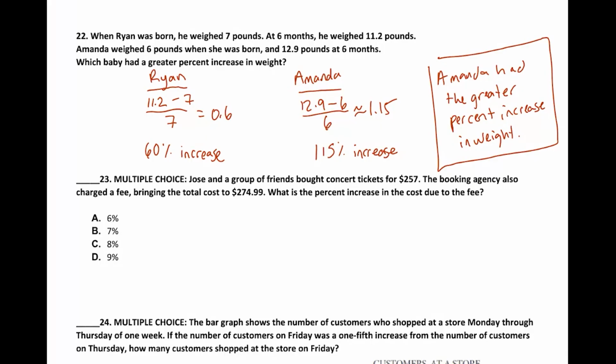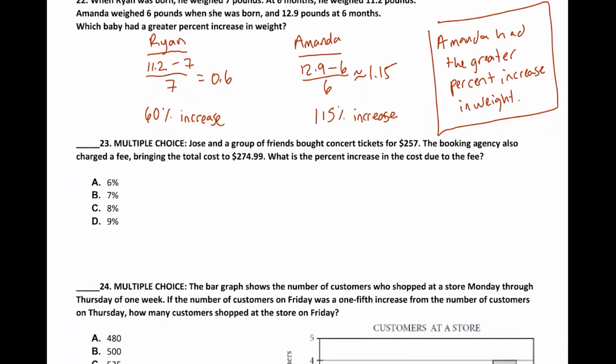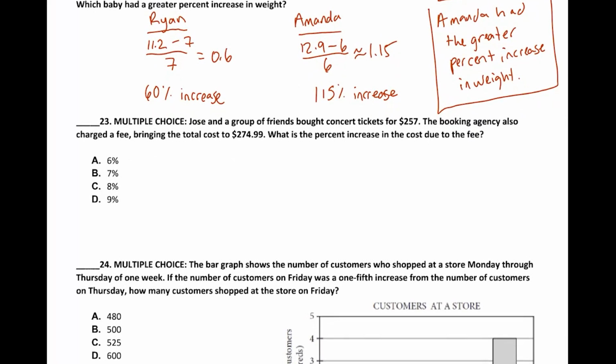Three says Jose and a group of friends bought concert tickets for $257. The booking agency also charged a fee, bringing the total to $274.99. What is the percent increase in cost through the fees?